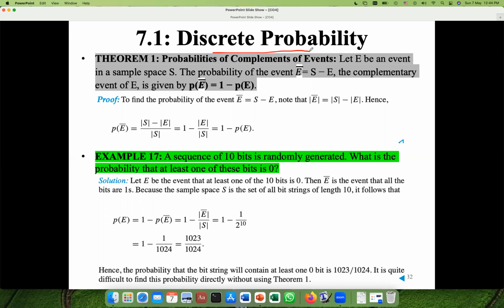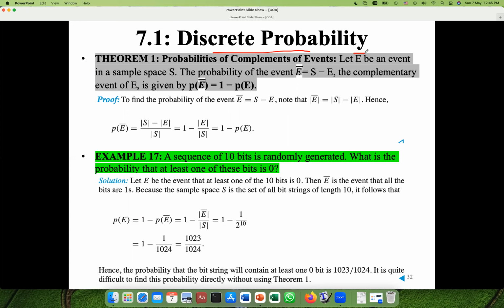If you have the event, what is the meaning of the complement? The opposite, okay? The complement means the opposite. If E is your normal event that we have seen so far, then what is the complement of E?